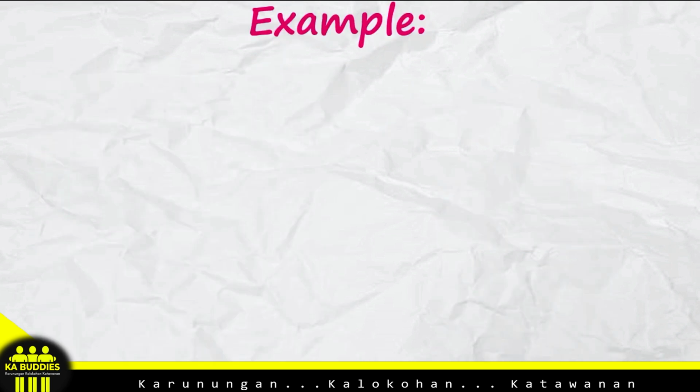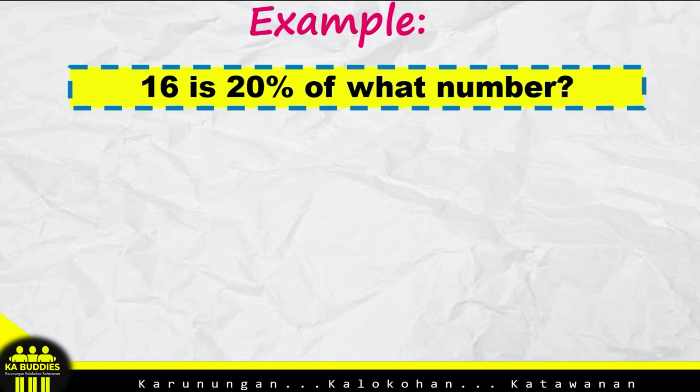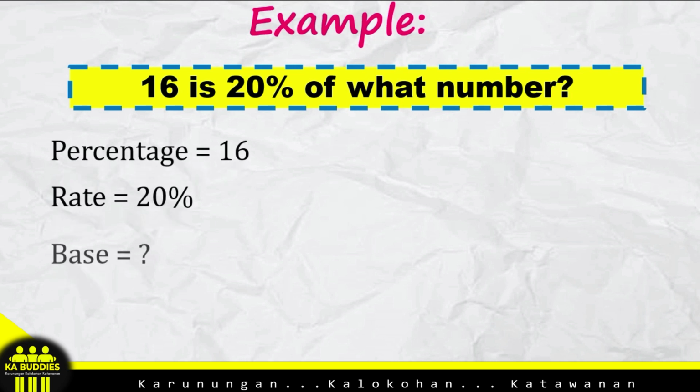So let's have some examples. First example, we have 16 is 20% of what number? To make this task easier, what we need to do first is to identify what is the base, what is the percentage, and what is the rate. First, we have 16, and it is associated with the word "is." Therefore, this is the percentage. Next, we have 20%. Obviously, this is a percent symbol. Therefore, this is the rate. And what's missing is our base. So again, our percentage is 16, our rate is 20%, and our base is missing.